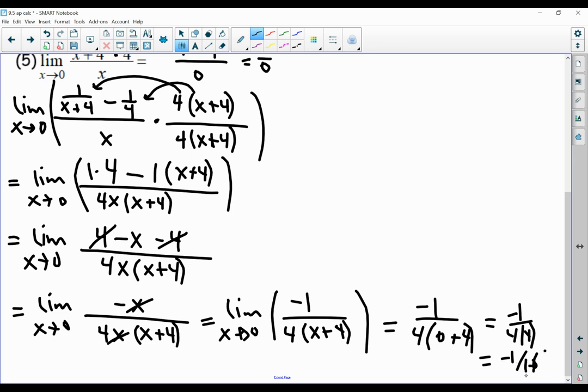So does the limit exist? Yeah, because I got this nice number. Sometimes once you simplify it, you're going to see that you get a number divided by 0, and that just means the limit doesn't exist.